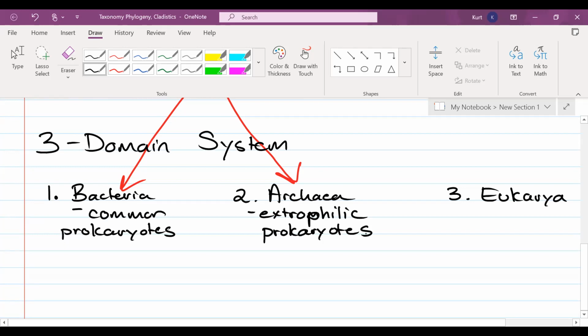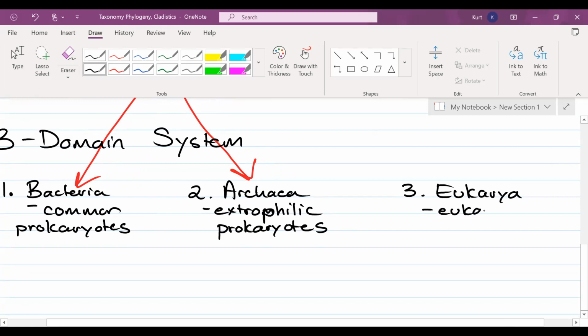The eukarya are all the eukaryotes. And this is going to include plant, animal, fungus, and protist. That's the one we belong to. So the other four kingdoms, kingdom Plantae, kingdom Animalia, kingdom Fungi, kingdom Protista, they belong to the domain Eukarya. And this is what we use today.